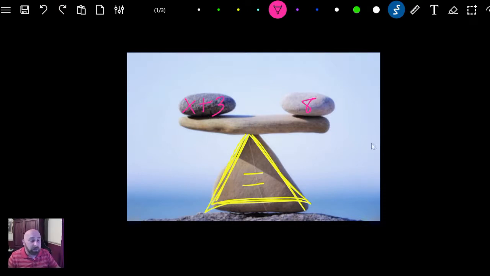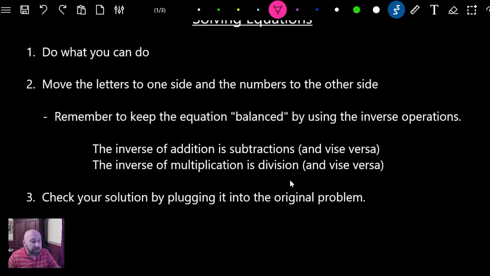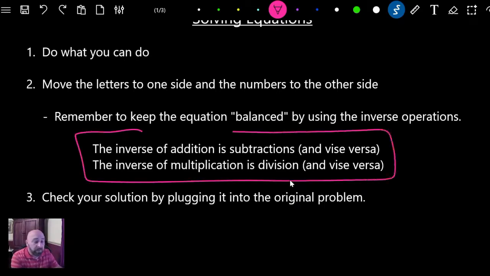So watch this. Let's go back up here and look at this. It says to do the inverse operation. Well, what is the inverse operation? Let's look down here, and I've got it written down. The inverse of addition is subtraction, and vice versa. What does that mean? It means that the inverse of subtraction is addition. And then it says the inverse of multiplication is division, and vice versa. The inverse of division is multiplication. So it works both ways.